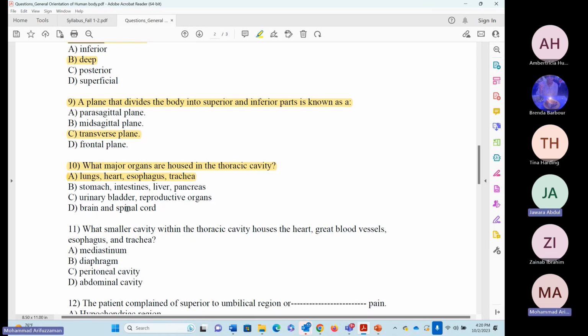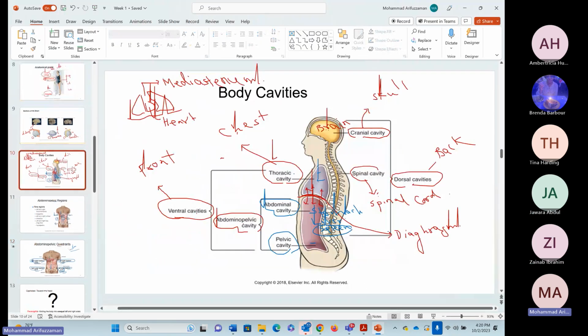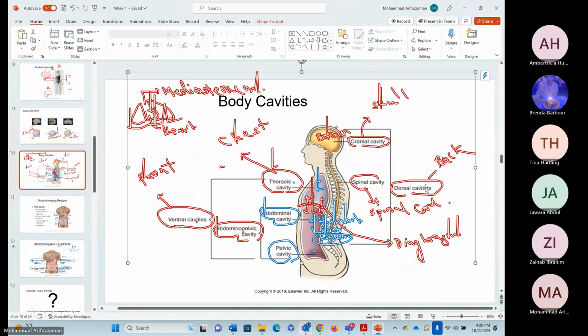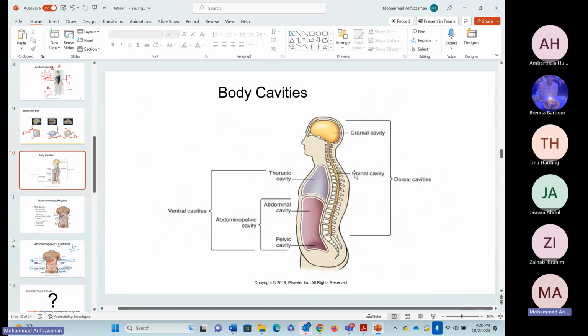So the spinal cord is in the spinal cavity, the brain in the cranial cavity, the heart and lungs in the thoracic cavity, the urinary bladder and reproductive organs in the pelvic cavity, and the digestive organs in the abdominal cavity. Good.